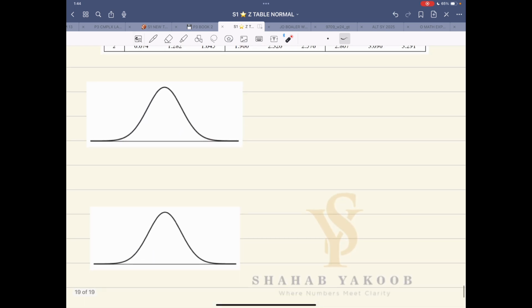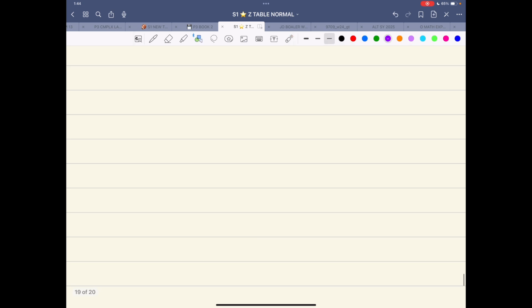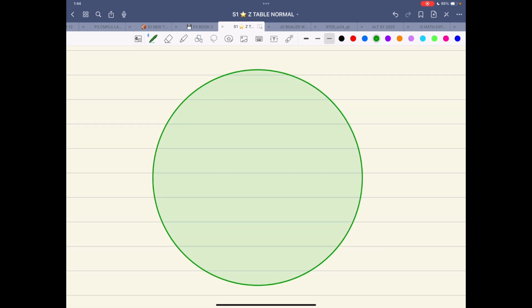So basically, let me add a page over here. Now, the three rules for range of values, which ones are those? So this is for range of values of Z. This is rule number 5: probability Z lies between two values A and B, both values positive, is phi of B minus phi of A.